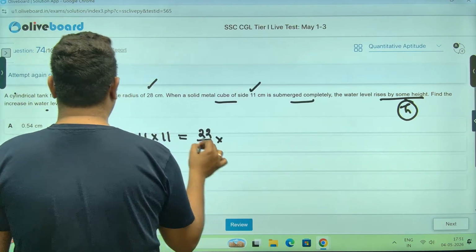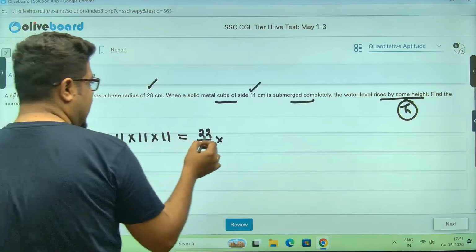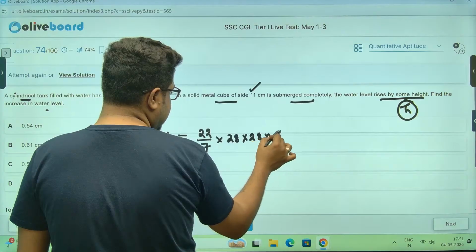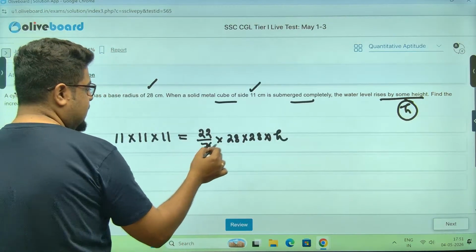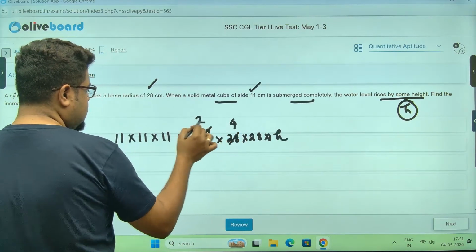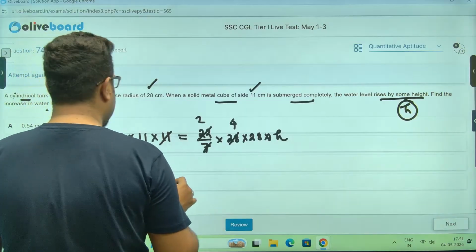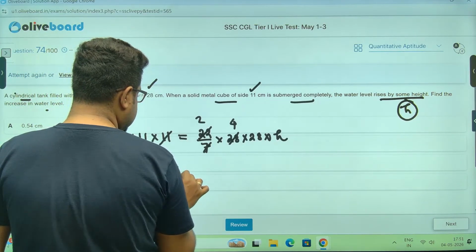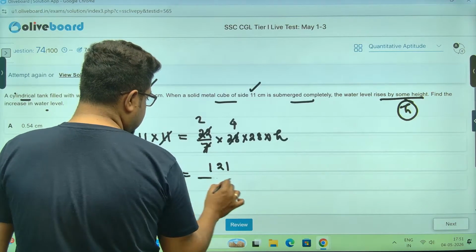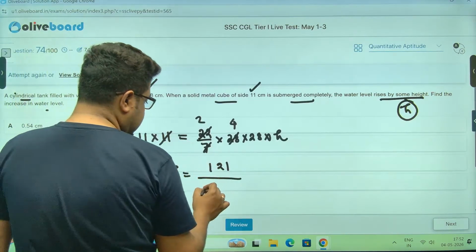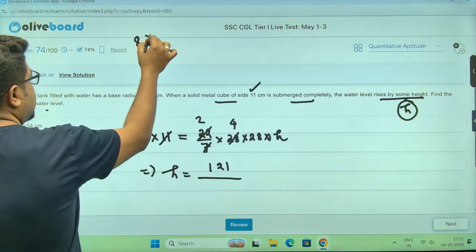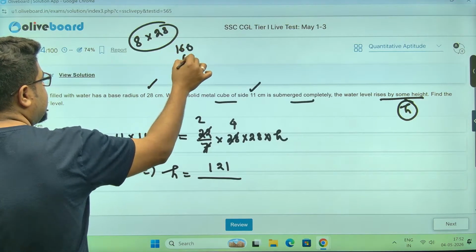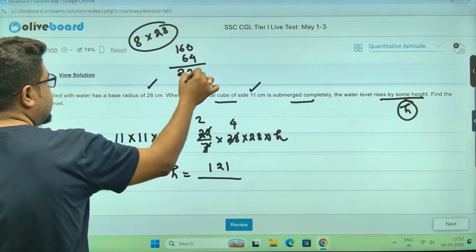22 by 7 because it's a cylinder. R square is 28 into 28. Rise in water level is 8. Both must be equal. This is 2, this is 11. I do not think we can do anything more. H must be equal to 121 by 8 into 28. 160 and 64, 224.